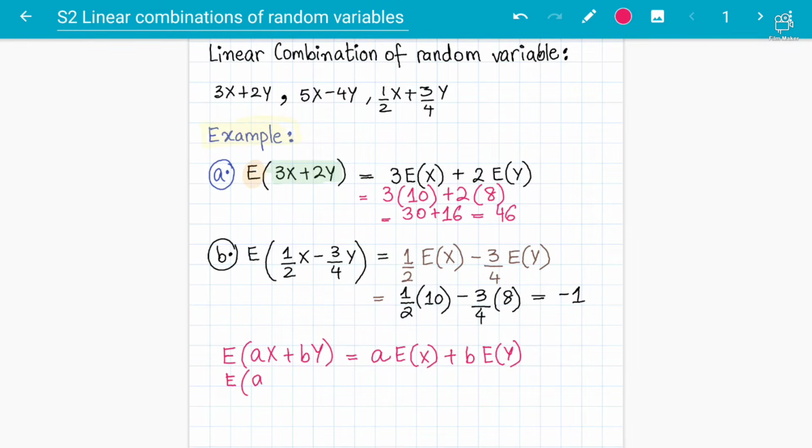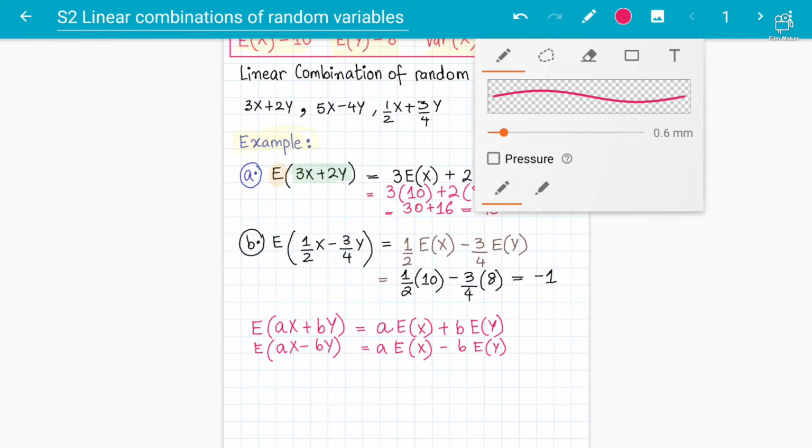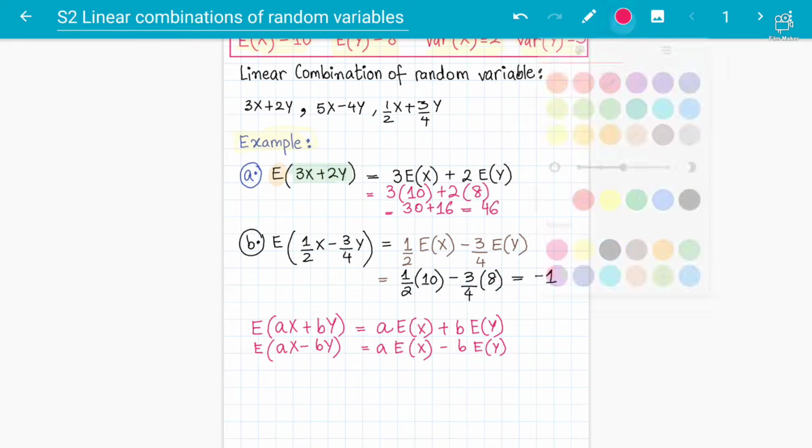Similarly, if it's a negative as well, you do it exactly the same way, apart from that the sign will come negative. So that's how it becomes very simple when you talk about the mean for linear combinations of random variables.